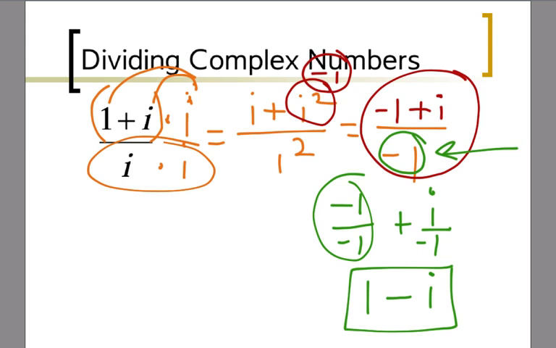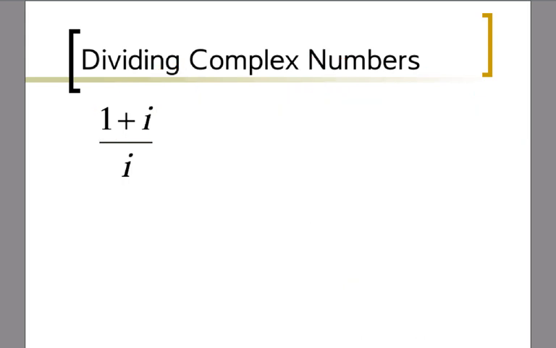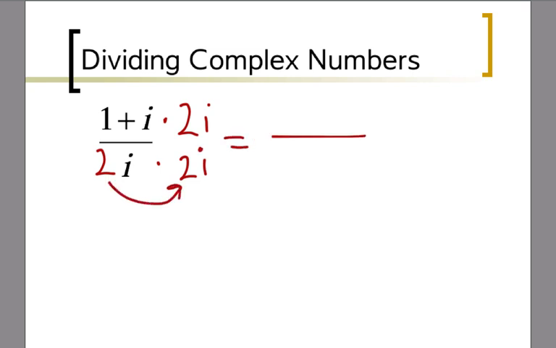Now I'm going to show you again if it had a 2, or an actual number in there. So let me erase. And let's say that the 2 was really there. And all I do is I just multiply top and bottom by 2i now. Okay, the number doesn't make any difference. The bottom now, though, it does multiply to be 4i.